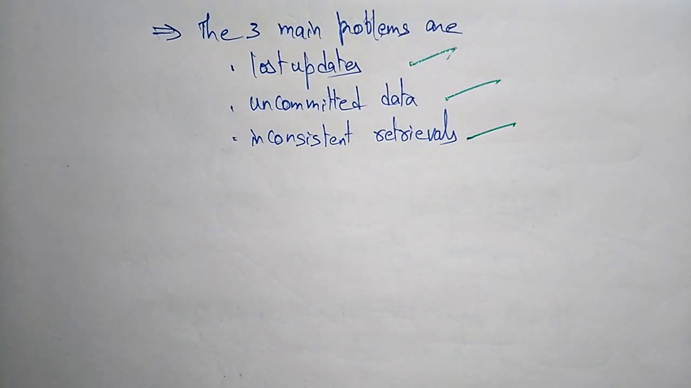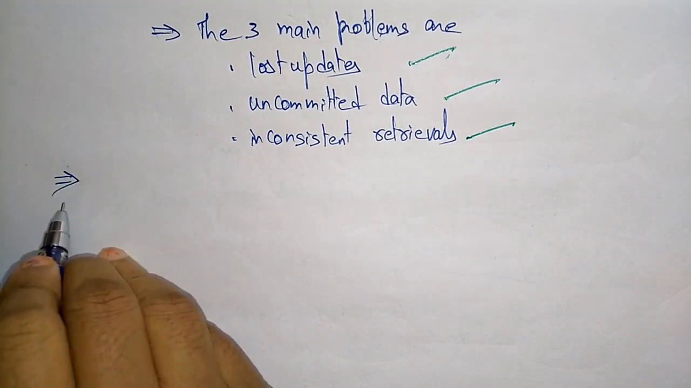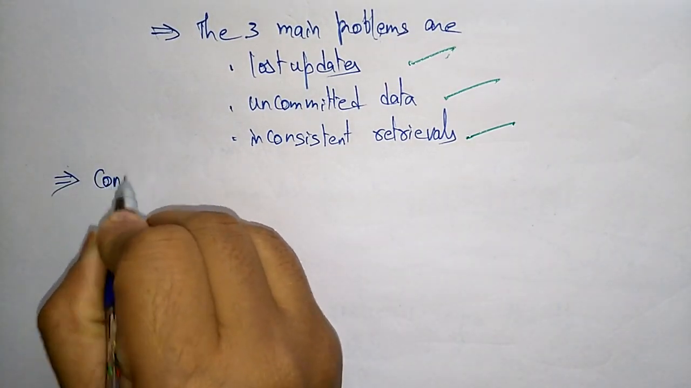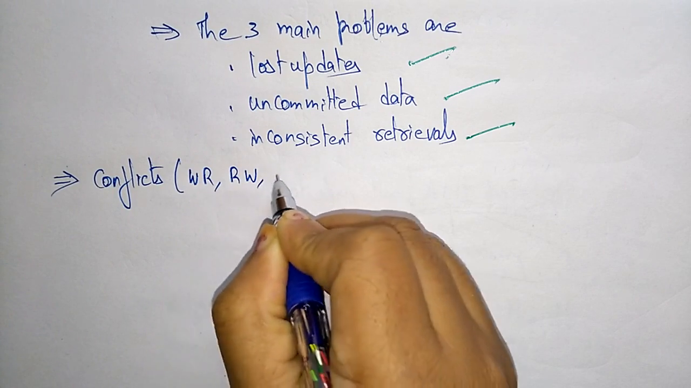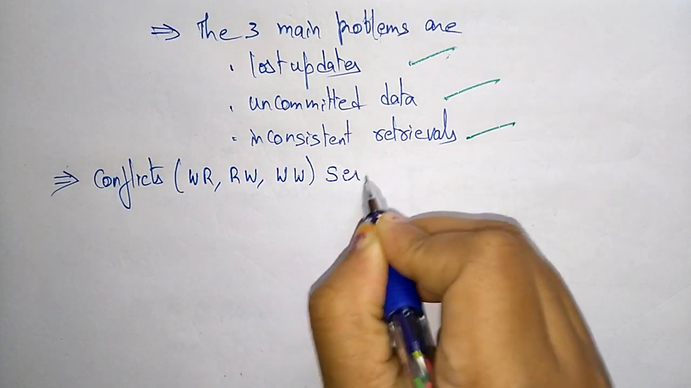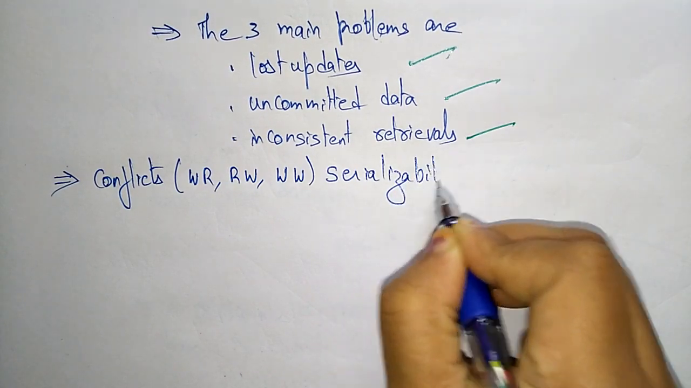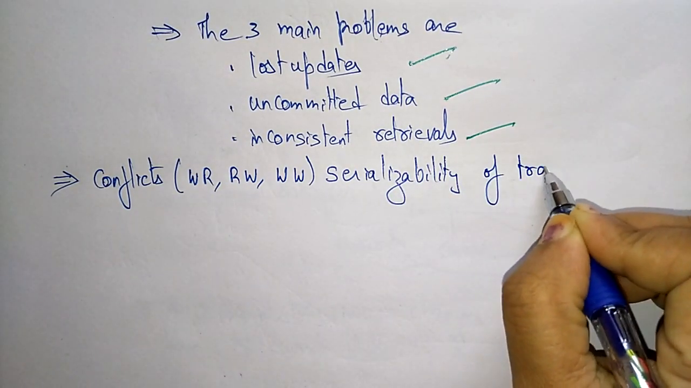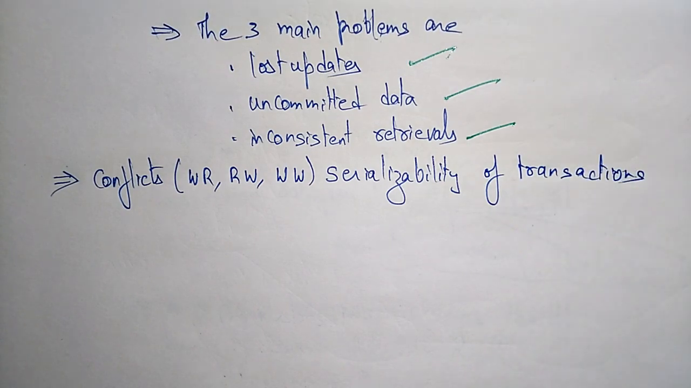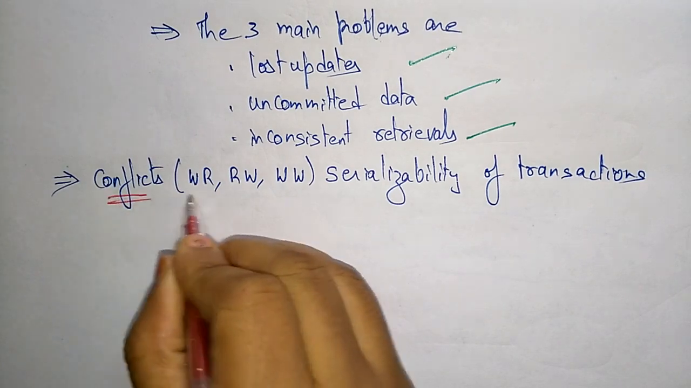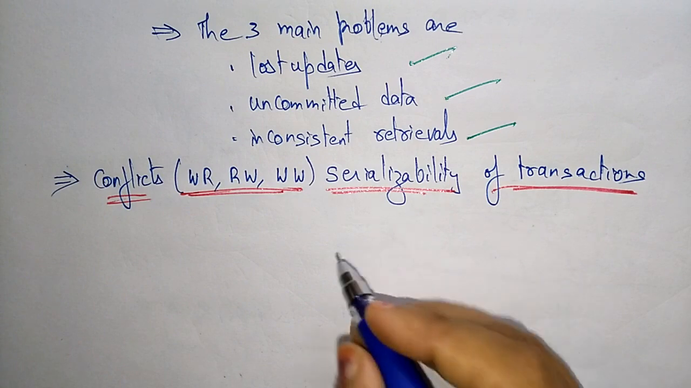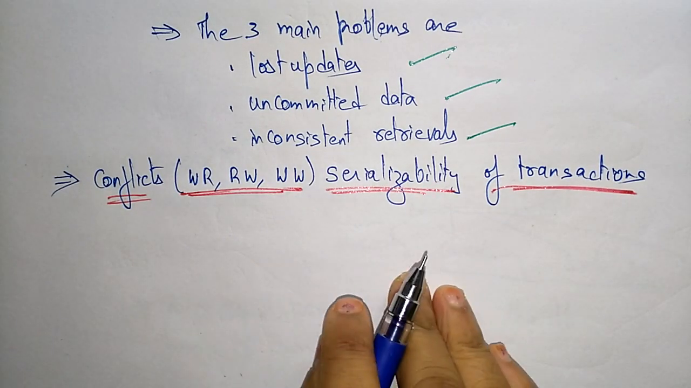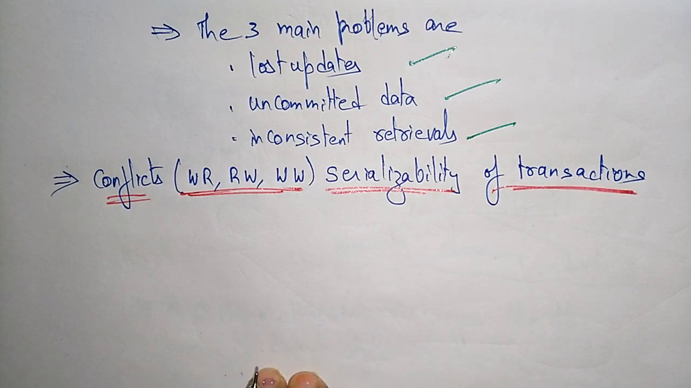Let us see the conflicts that arise in the serializability of a transaction, such as write-write conflicts. Let us see what conflicts occur in the serializability of a transaction. First, what is serializability? Serializability of a schedule is nothing but a schedule that is equivalent to some serial execution of transactions. You call it serializability.